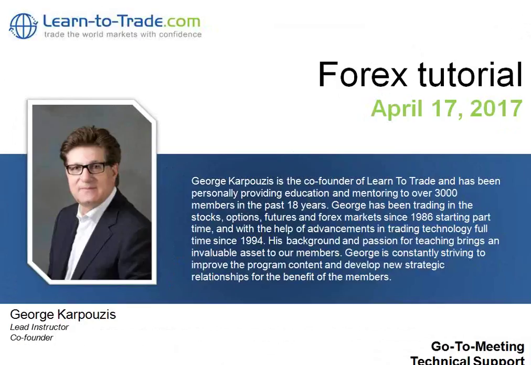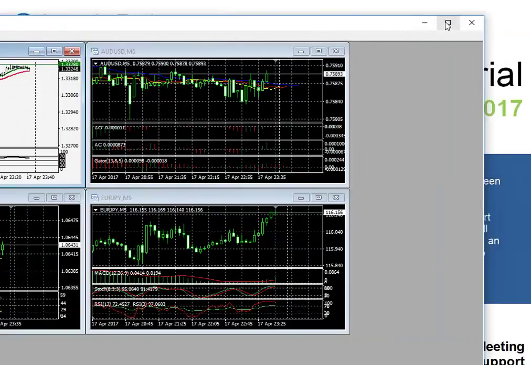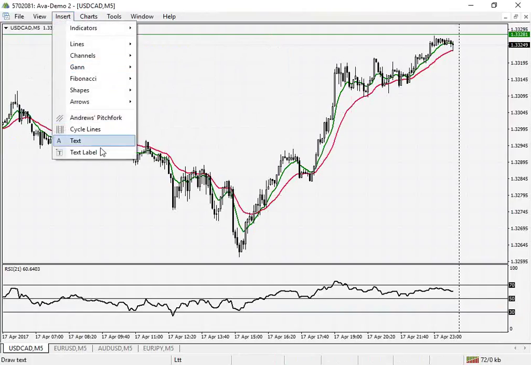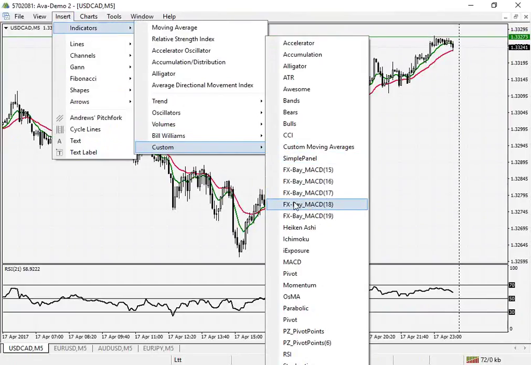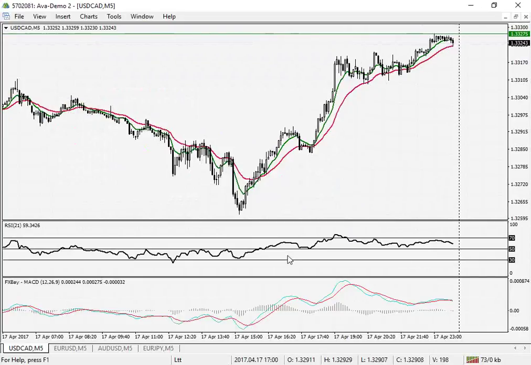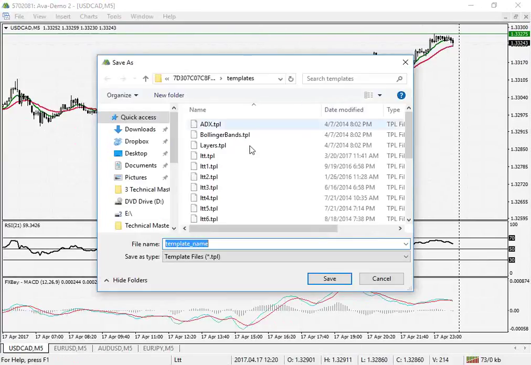Okay, once you've launched it, it'll bring it back like this. I'm going to open this window, insert, indicators, custom, and you'll see MACD number 18 right here. Click on it, click OK, there's my MACD. So now I have all my indicators up here. I'm going to right click, template, save my template. I'm going to name it LTT, which is already there.